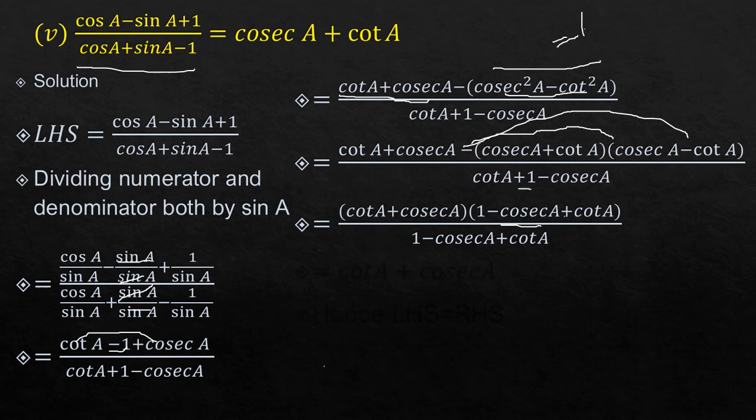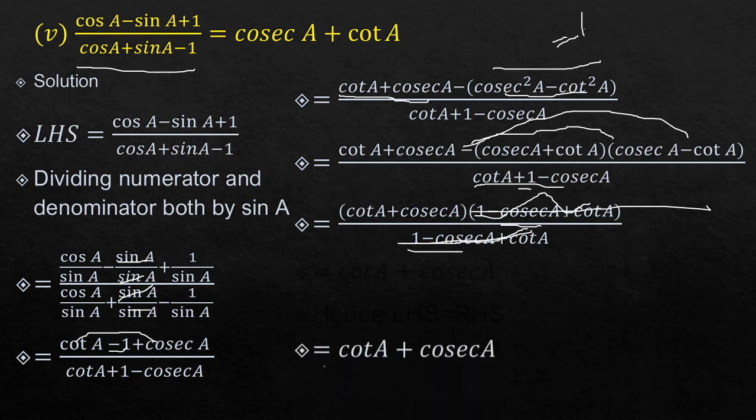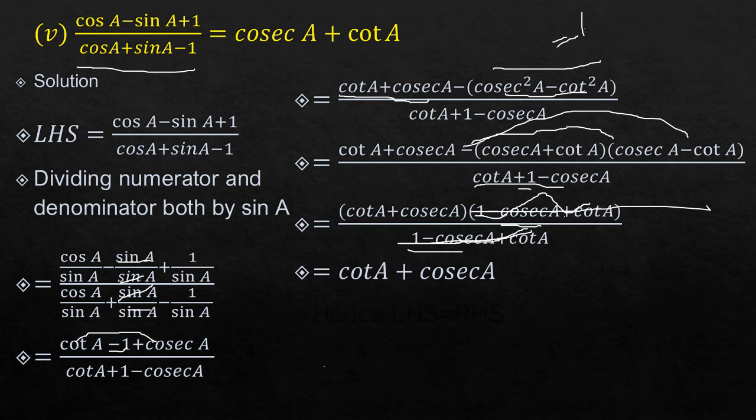rearrange this. So rearranging this denominator, here we can also write 1 minus cosecant A plus cot A. By rearranging, these two terms become the same. So these will cut. Here, this is cut with this. So your answer is, you are left with cot A plus cosecant A. This is your right hand side. Hence LHS is equal to RHS.